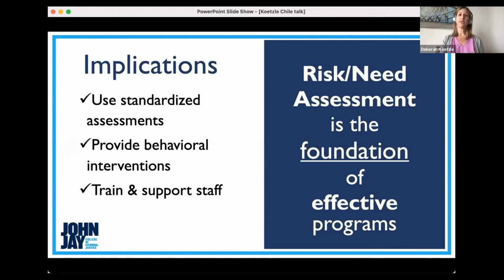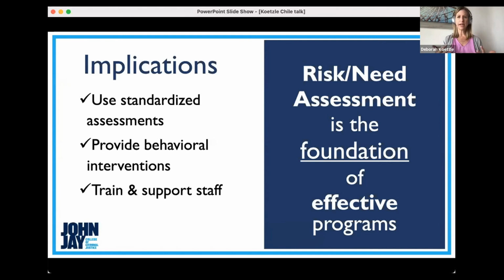Secondly, we need to make sure that we're providing behavioral interventions, right? And this should be both in terms of how staff work with people, as well as how the groups are designed and delivered. If we want to change behavior, we need to use approaches that are most likely to do so. And thirdly, we really need to invest in our staff. Again, both our treatment staff as well as our correctional staff.